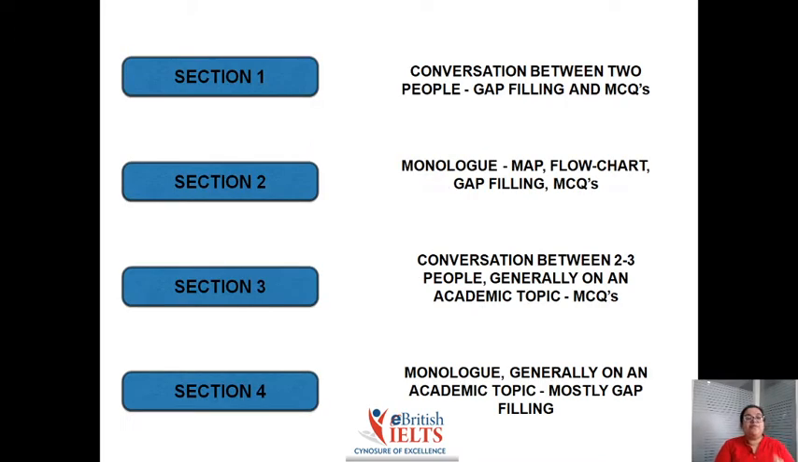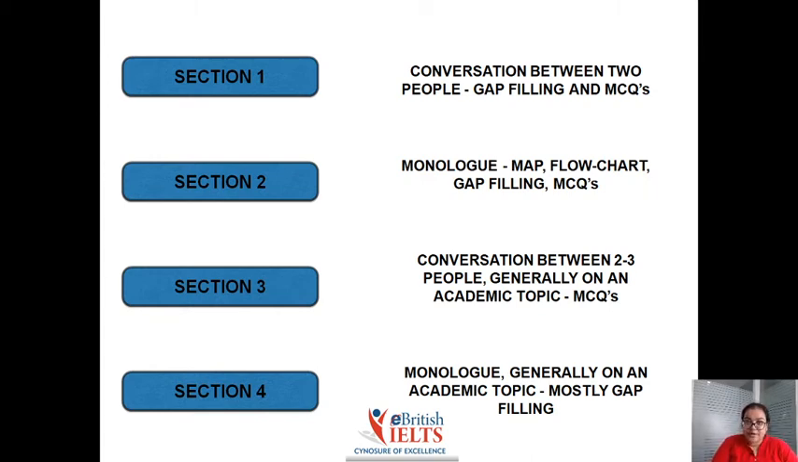Now if you look at the breakdown of the sections I've created here, the first section is generally a conversation between 2 people and it's pretty informal, if I may say so. Like 2 people will be talking about, let's say, going to a class or deciding upon which class to have. It might be a conversation between 2 friends or it might be a telephonic conversation, but 2 people will be talking here. And the kinds of questions they give you here are generally gap filling and multiple choice questions.